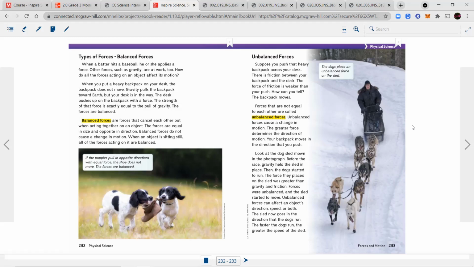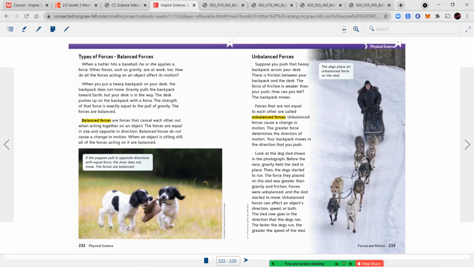It's not sliding around. It's not pulling down through your desk onto the floor. It's not floating back up. Balanced forces are forces that cancel each other out when acting together on an object. The forces are equal in size and they are opposite in direction. Balanced forces do not cause a change in motion. When an object is sitting still, all the forces acting on it are balanced. If the puppies pull in the opposite direction with an equal force, the shoe doesn't move. The forces are balanced.